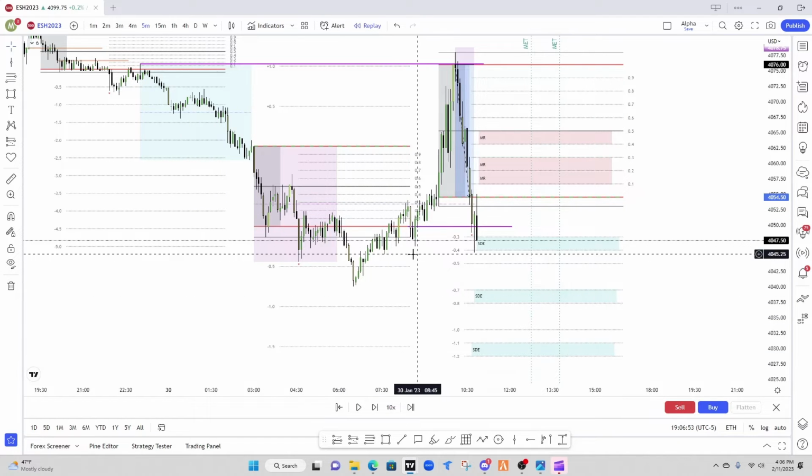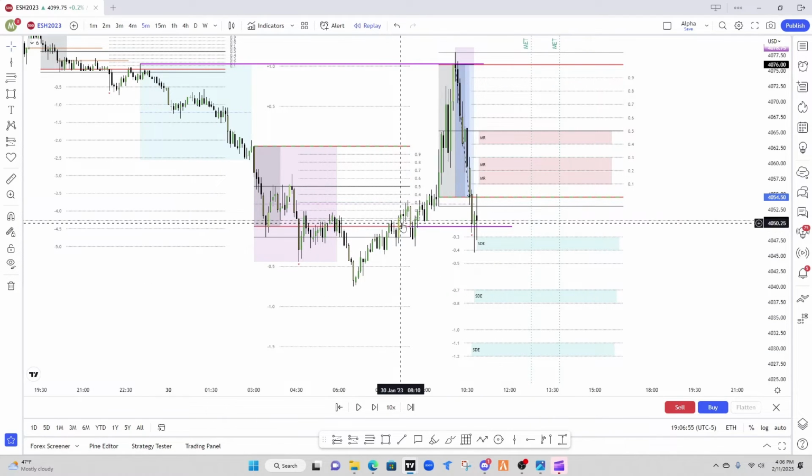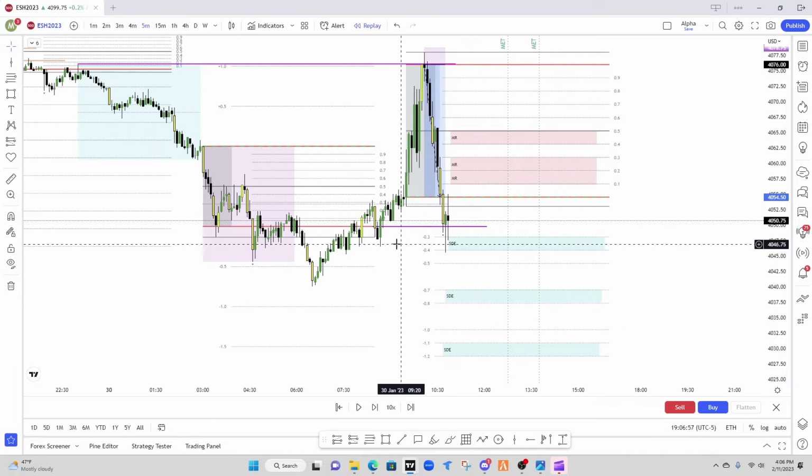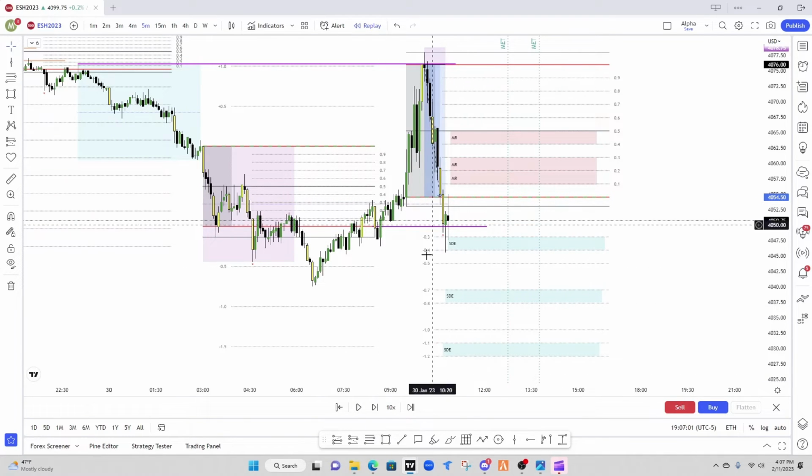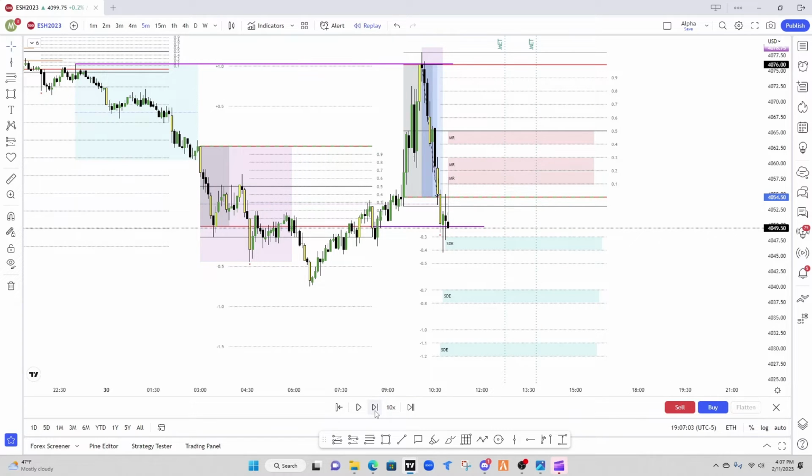So as we said, we are respecting the ODR IDR low. Okay, we've made our push back into our zone, which is perfectly fine. This is what we want to see to set ourselves up for another trade. We're going to see how the next candle reacts because we are now into one of our retracement zones.